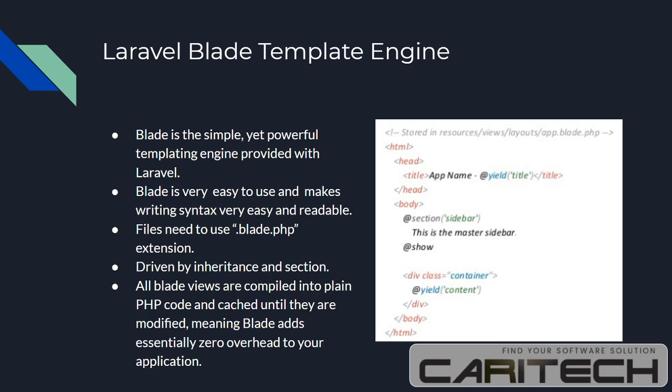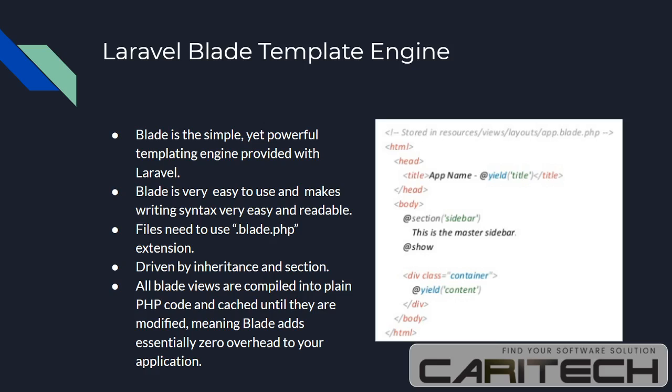Blade is a simple yet powerful templating engine. What that means is basically Blade standardizes the code so that you don't need to repeat yourself too often. When we say it's driven by inheritance and sections, and that it has template inheritance, it means that it is the same thing across the entire platform. It keeps it constant.